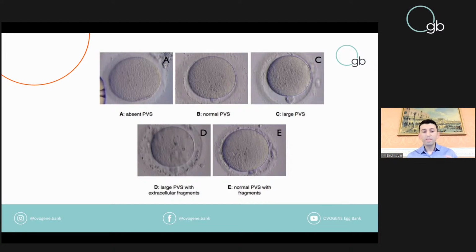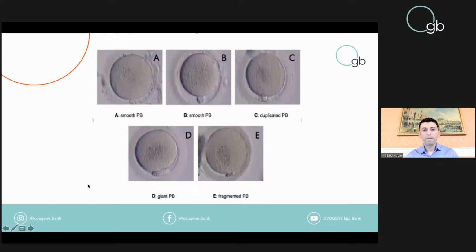Also, the perivitelline space diameter we are measuring here with an artificial intelligence algorithm. So we have exact criteria in the artificial intelligence, the reference value. When an oocyte is not inside of this reference value, we avoid those oocytes for cryobanking. We are putting them directly into a quality category, and we are using them only for fresh cycles.